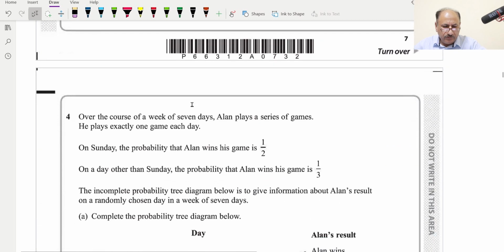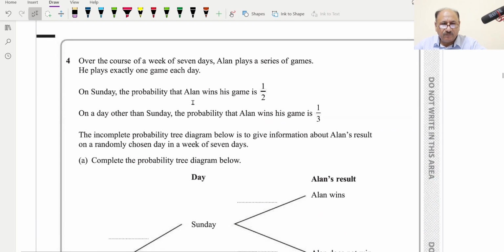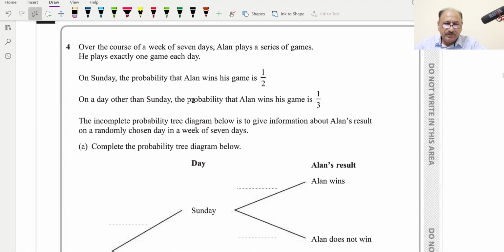Now we can move to the next question, question number 4. Question number 4 is a probability question.